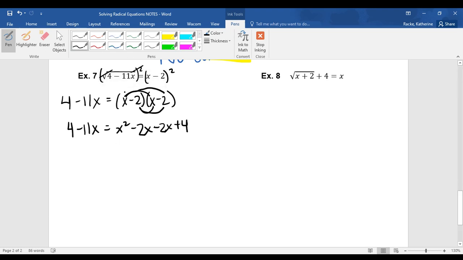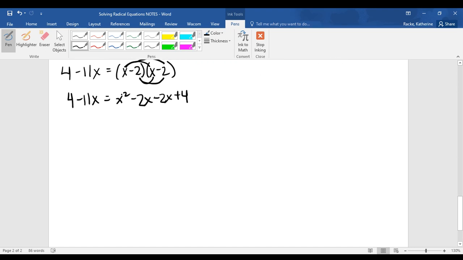Combining like terms, okay? When you have an x squared here, that means you need to combine all the like terms and set the entire equation equal to 0 because we're going back to factoring. I'm just going to go ahead and combine these two real quick.